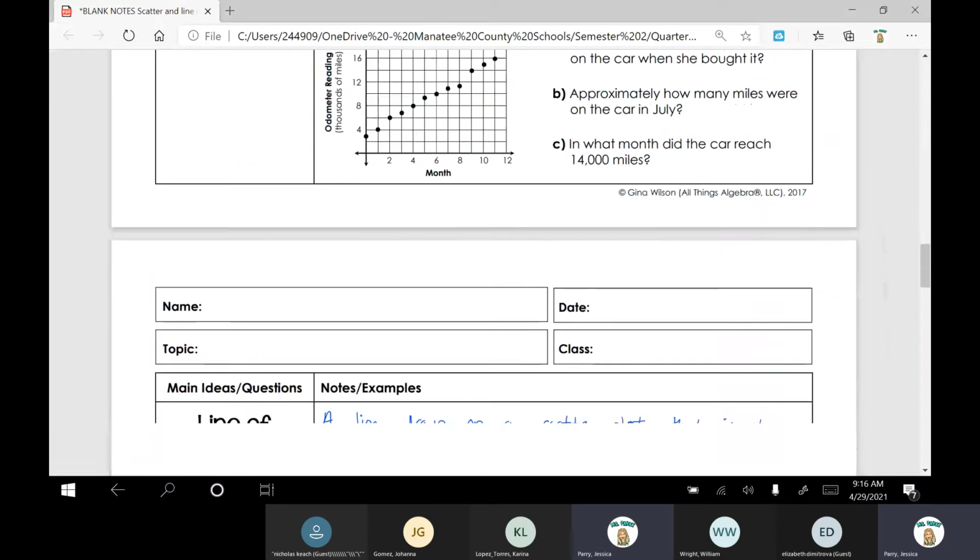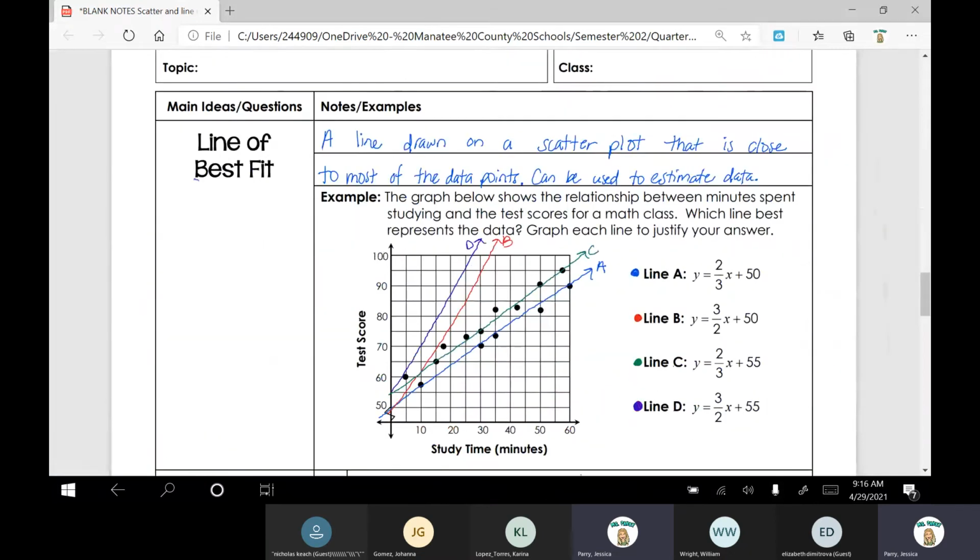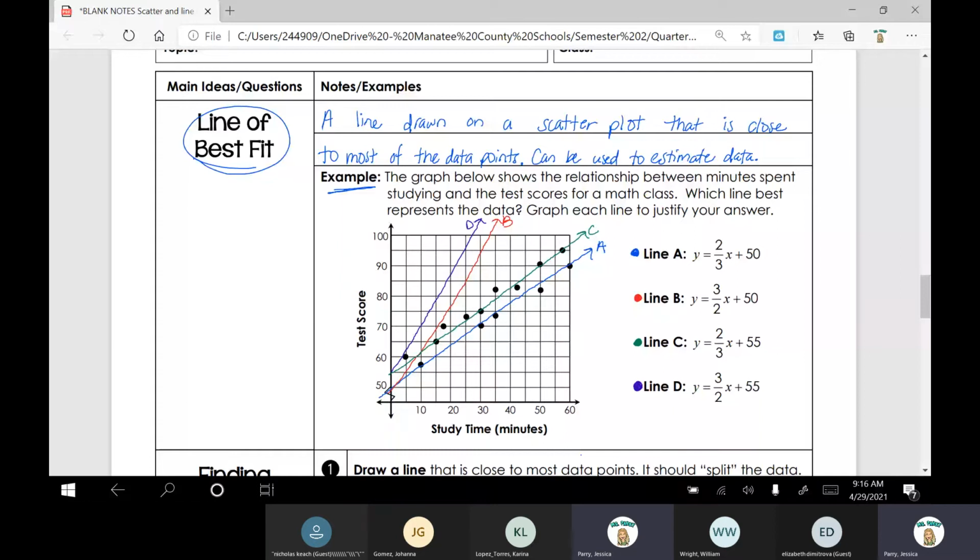But let's go on to our next topic here, the line of best fit, since we're going over two different topics today. Okay, so for line of best fit, what is it? It is a line drawn on a scatter plot that is close to most of the data points, and it can be used to estimate your data. So we've got an example here. It says the graph below shows the relationship between minutes spent studying and the test scores for a math class. Which line best represents the data? Graph each line to justify your answer.